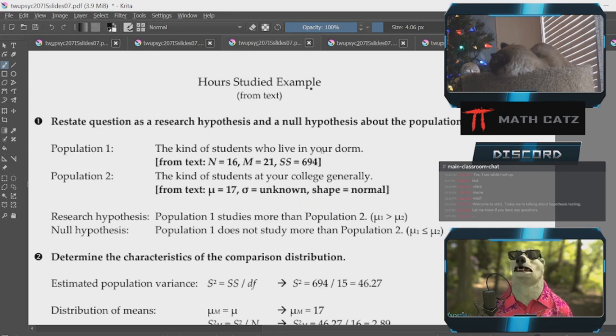And our hypothesis testing question can be phrased by way of the null hypothesis that, well, let me rephrase it this way. What do we want? Ideally, we want to see if the mean hours studied in our dorm is more than the college mean. And then the null hypothesis that it isn't.